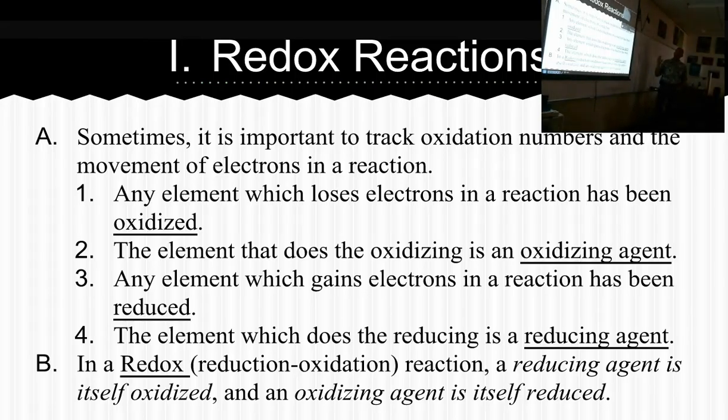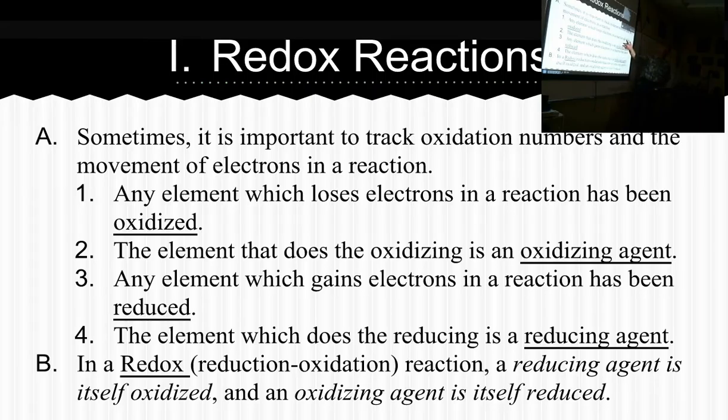And that number goes down as you gain these electrons. And so it's the oxidation number that goes down, which is why we say that it's been reduced. Okay. So the oxidation number goes down, which is why we say it's been reduced. And the thing that gave it the electrons is the reducing agent. So a reducing agent gives electrons to something which reduces it.